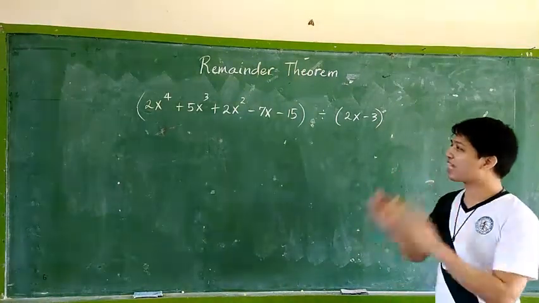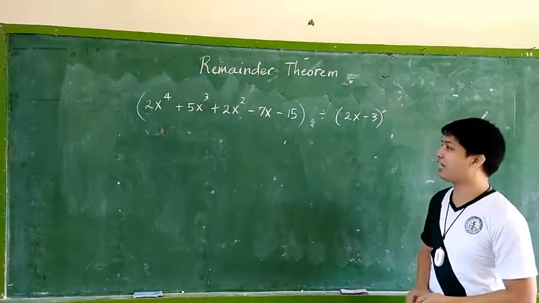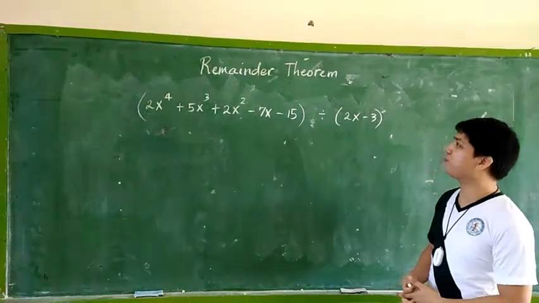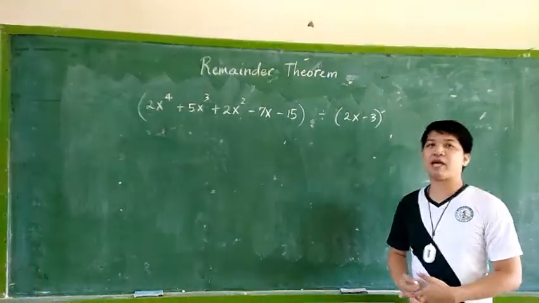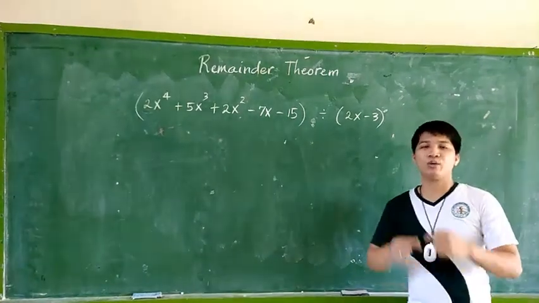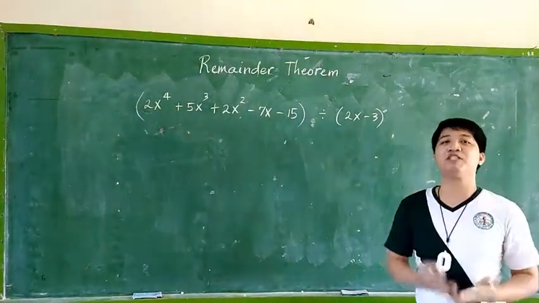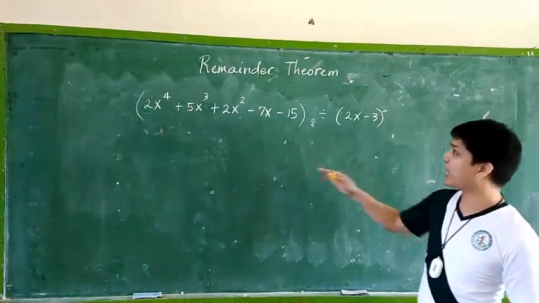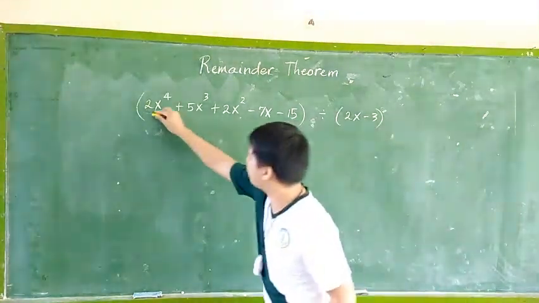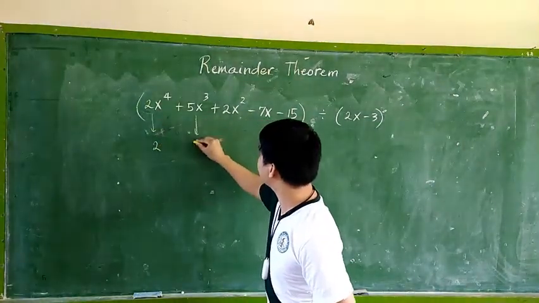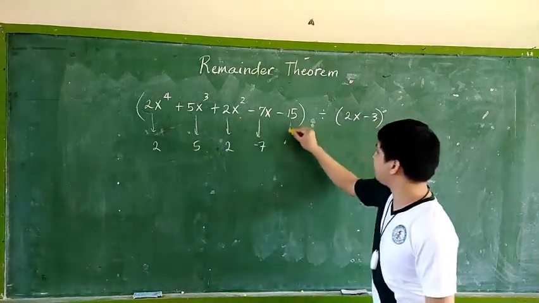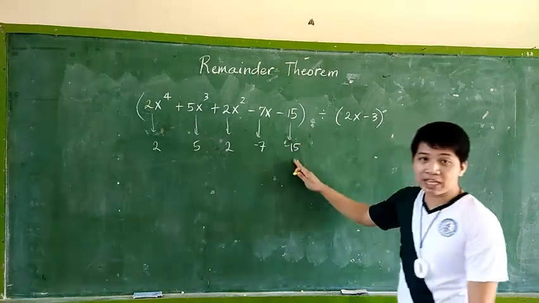Okay, so for our second example, what if you are asked to find the remainder when 2x to the 4th plus 5x cubed plus 2x squared minus 7x minus 15 is divided by 2x minus 3. Again, we will use first our first method, which is synthetic division. So again, get the numerical coefficients of our given polynomial. So this will become 2, 5, positive 2, negative 7, negative 15.